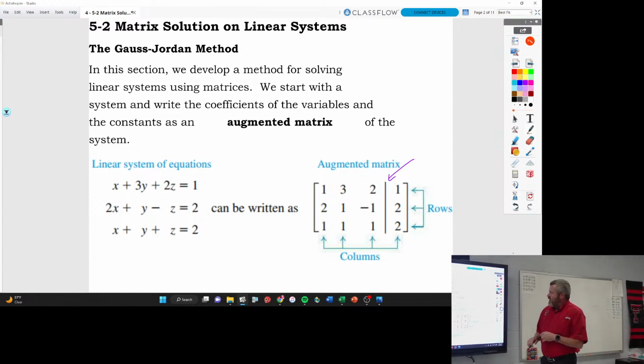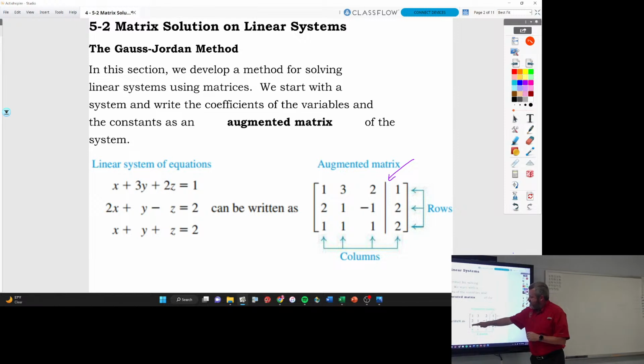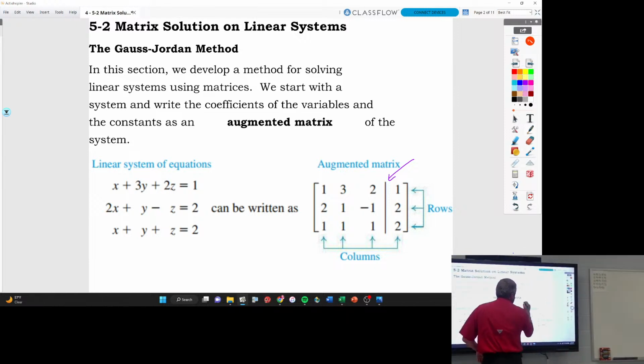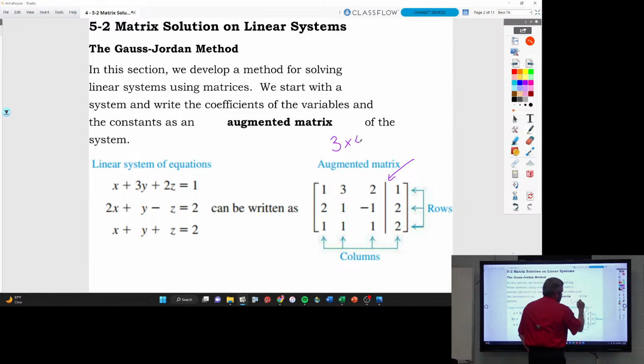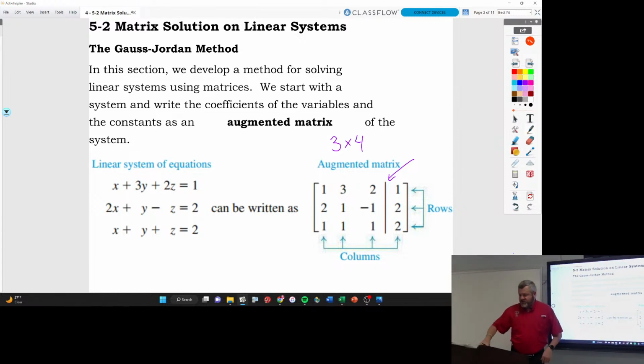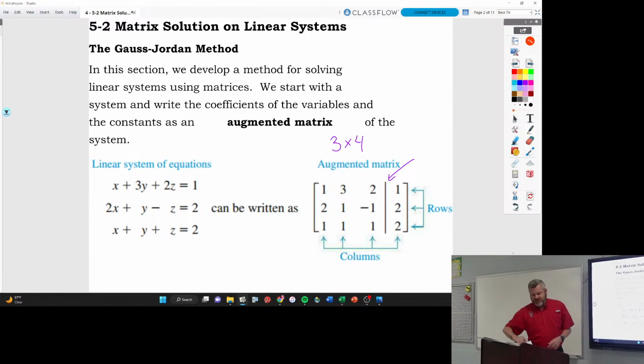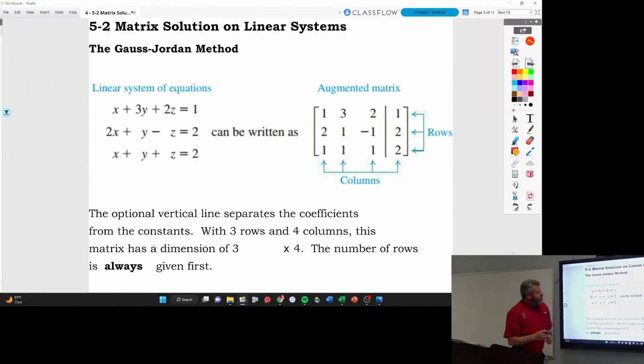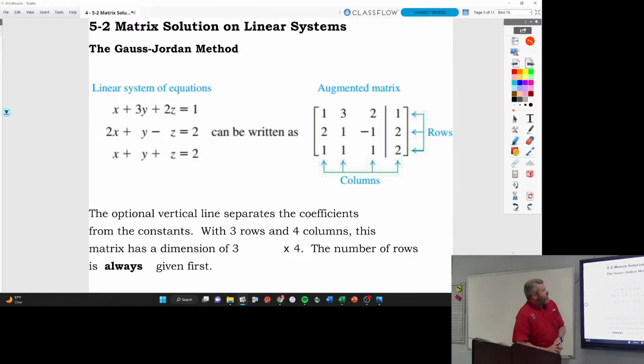When we're talking about matrix, we always talk about how many rows it has by the number of columns. So in this case, we have 3 rows and 4 columns. So this would be considered a 3 by 4 matrix. And it's just important that you understand where this is headed. The optional vertical line separates the coefficients from the constants with 3 rows and 4 columns. This matrix has a dimension of 3 by 4.